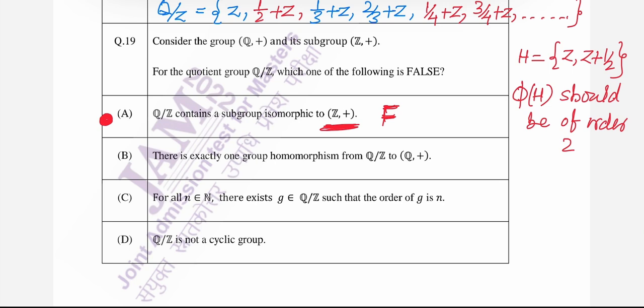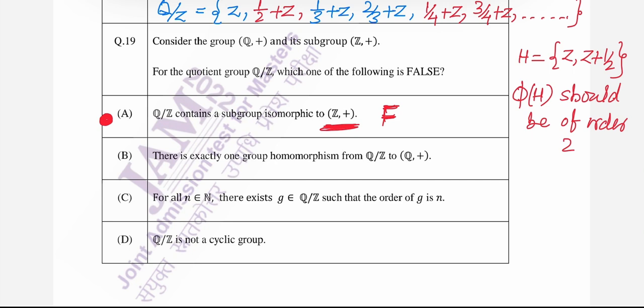Now we go for option B. In option B, it says there is exactly one group homomorphism from Q/Z to Q+. So far, you see that in Q/Z, there is a subgroup of order 2.